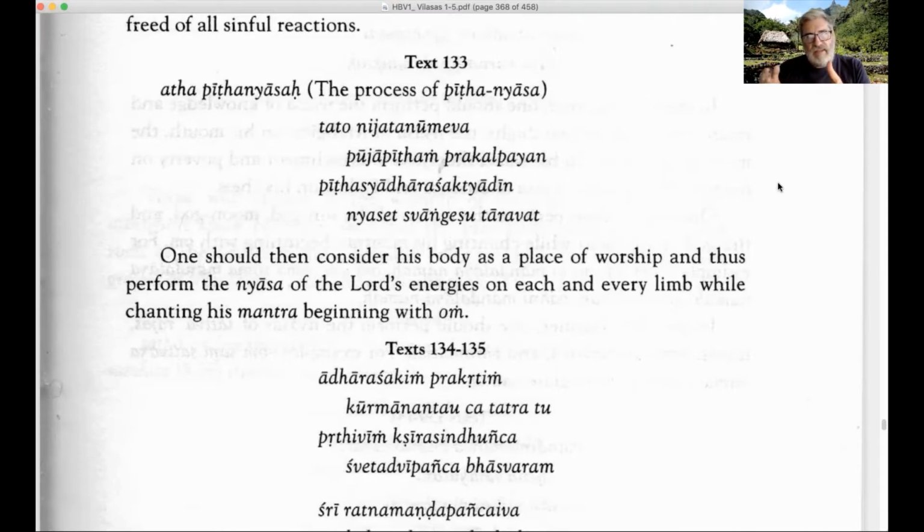In terms of deity worship, the Simhasana, the lion seat, the lion throne, is the place where the deity sits. So here we're going to talk about the Pitanyasa in the body and also externally. One should consider his body as a place of worship. Why do we consider the body as a place of worship? Because the super soul, the Paramatma, is there within the heart, and so we can worship the Lord within the heart. So if we consider the body to be like the altar which the Lord is sitting on in our heart, one should consider his body as a place of worship and thus perform the nyasa of the Lord's energies in each and every limb while chanting his mantra beginning with Om.